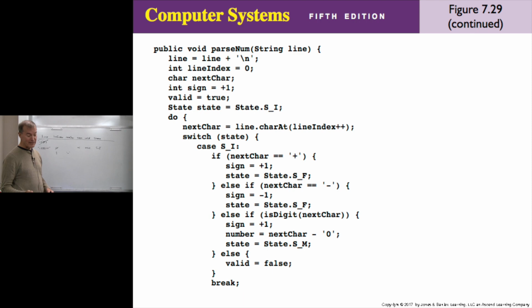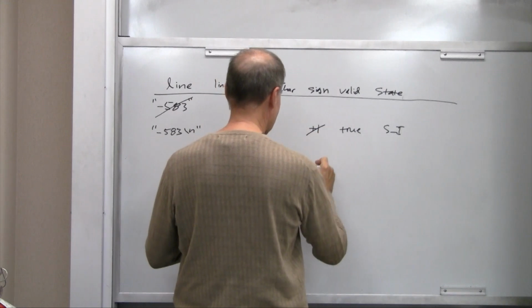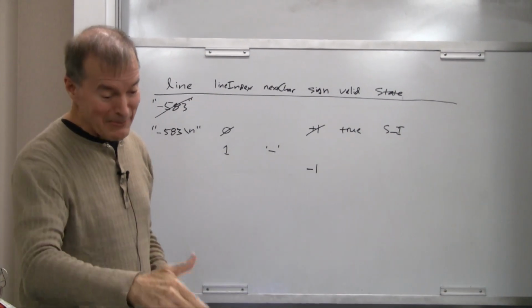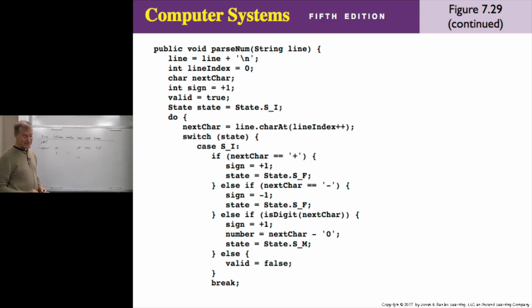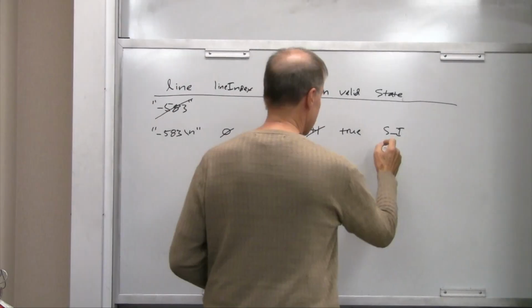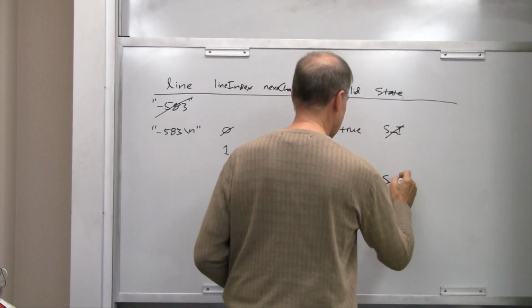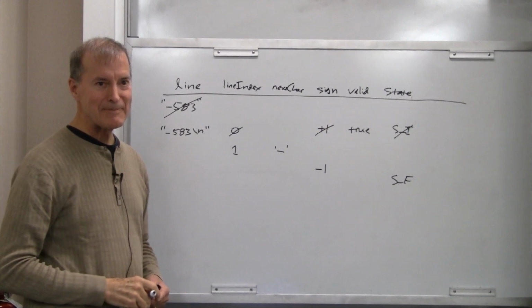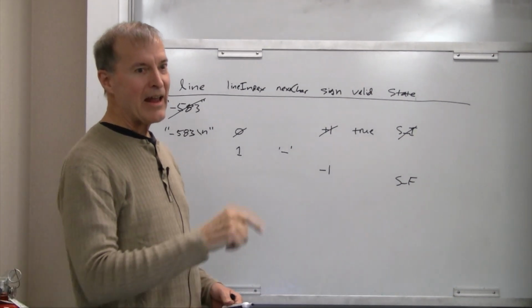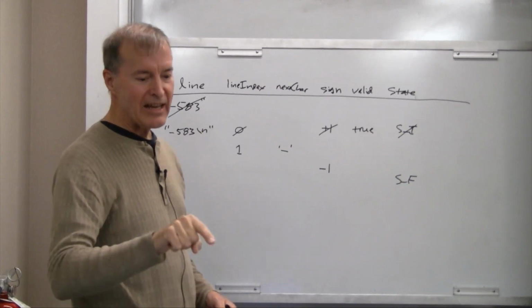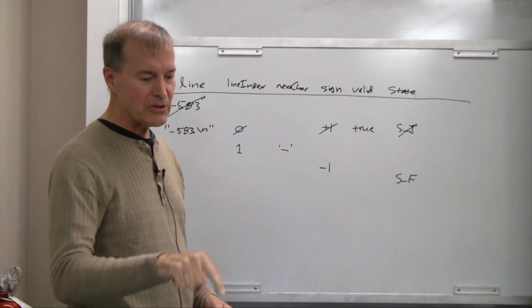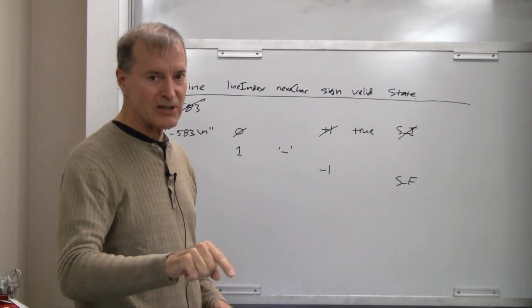Does next char equal hyphen? So what happens? Sign gets what? Gets -1. Oh, this is such slick code. And then what happens? State gets what? SF. So this state gets SF. Are you with me, sports fans? And how did it change? What changed the state? In the code. This is direct code. That code changed it. You see, we're not looking up in a table. You understand what we're doing?